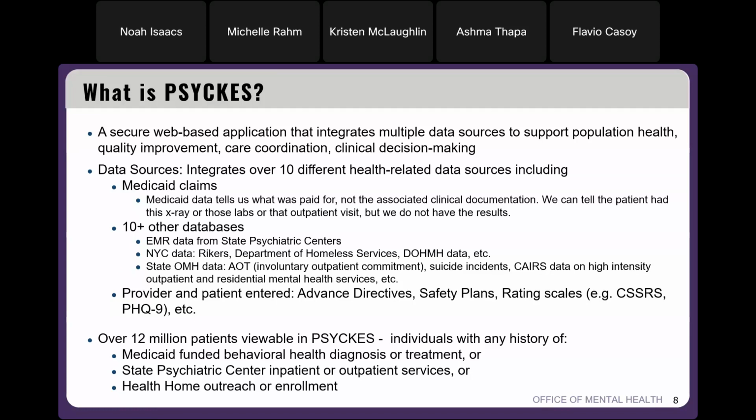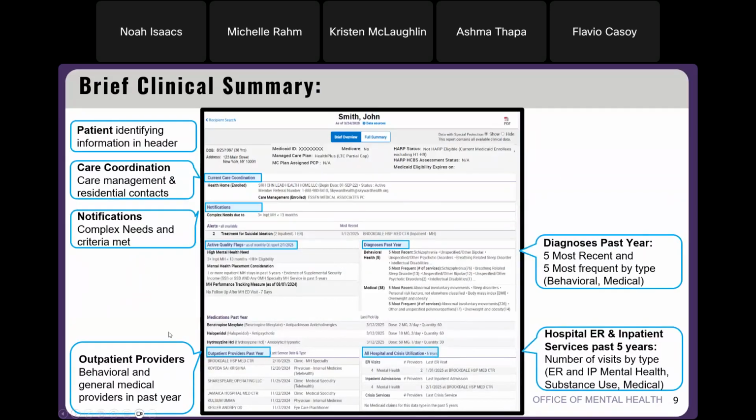So currently we have over 12 million patients that are viewable in PSYCKES, which includes those who have Medicaid-funded behavioral health diagnoses or treatments, those who have received state psychiatric center inpatient or outpatient services, and then those who are in either health home outreach or enrollment. So what you're seeing here is the brief clinical summary.